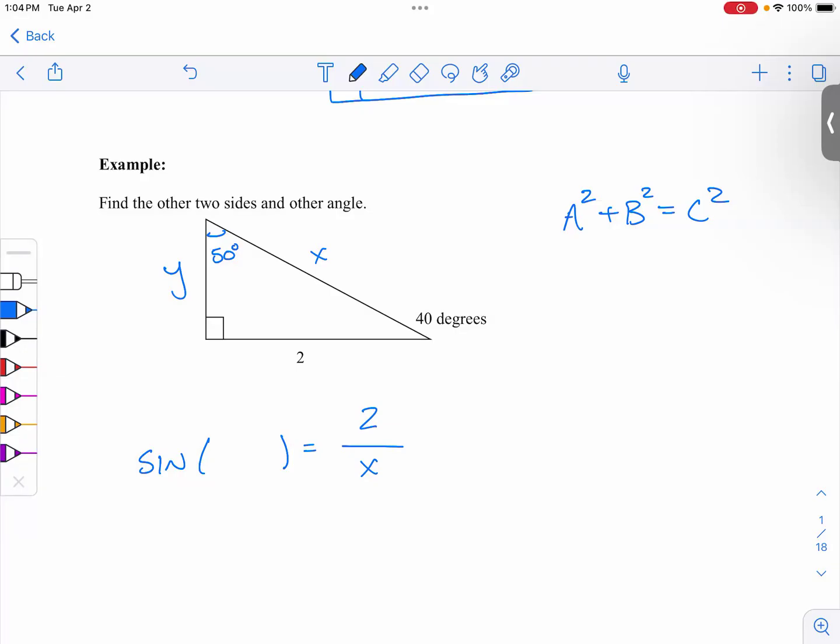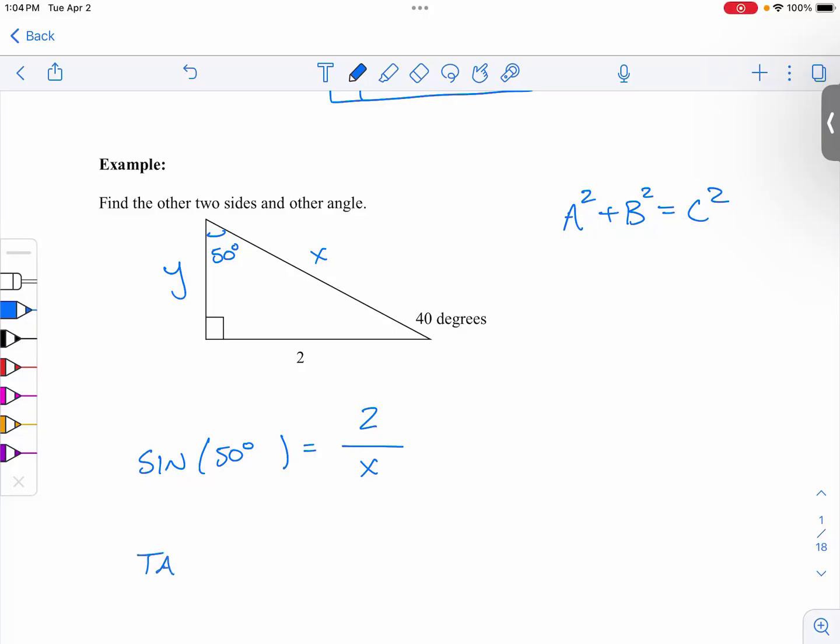Do I use the 40? No, I can't use the 40, right? Because actually that's the adjacent. So actually I need to use the 50 degrees. And we could do it in reverse using the 40 degrees, right? If I was to use the 40 degrees, what trigonometric function would I have to use? Cosine, right? To find x still.